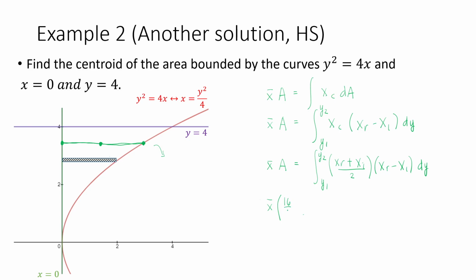So 16 over 3 is equivalent to, this one is y squared over 4, then plus 0 over 2, and then y squared over 4 minus 0, and then dy. So since there's no more space, just try to simplify this one on your own. So the answer would still be the same, 1.2 units.